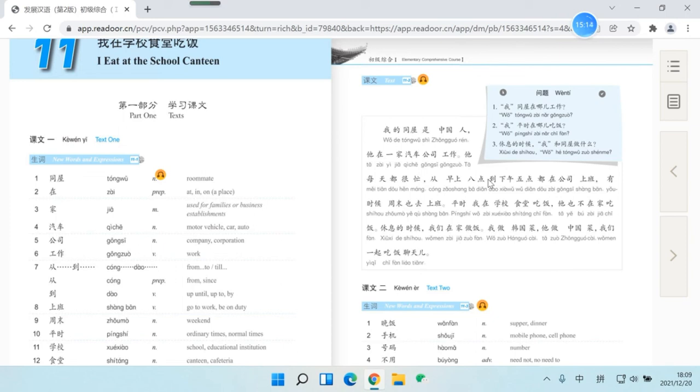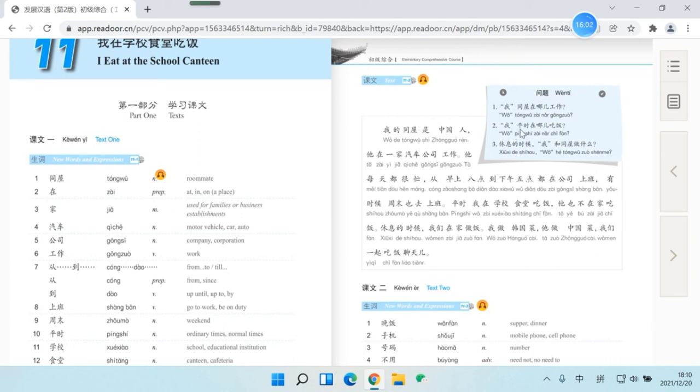And now please try to answer the three questions according to the content of text one, okay? So the first one, let's read the question together. 我同屋在哪儿工作? Again, please. 我同屋在哪儿工作? So who can translate this question into Chinese? Right. So where does my roommate work? So the answer, 他在一家汽车公司工作, correct. He works at a car company.